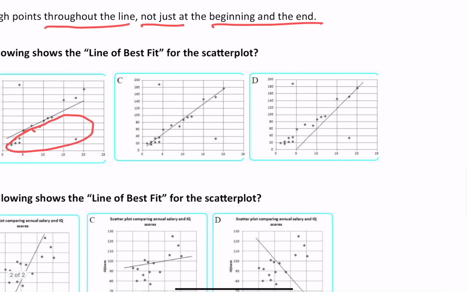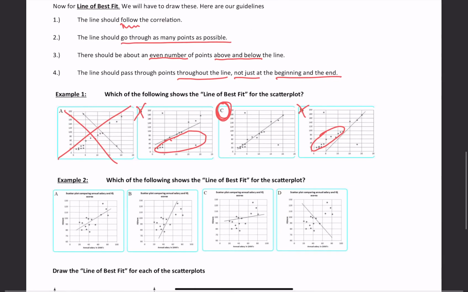And then this one actually looks pretty good. It looks like it's got an even amount. It follows the correlation. So I'm going to say it's C. And then D, it's got a lot more above than it does below, and it doesn't pass through a whole heck of a lot of points. So that's why this one doesn't work. So C is our answer.